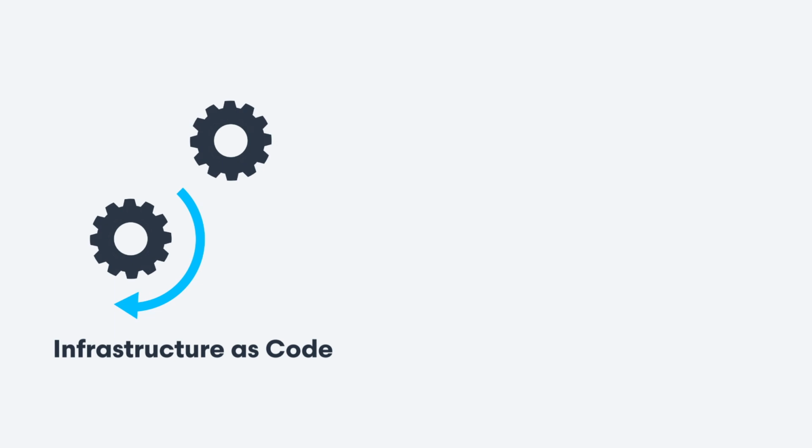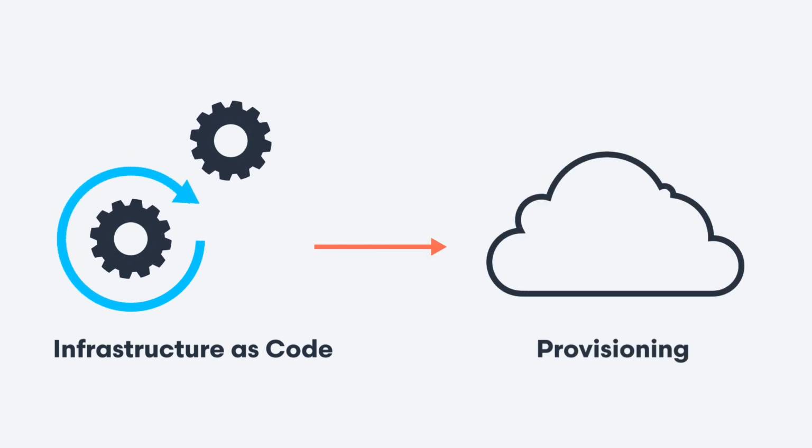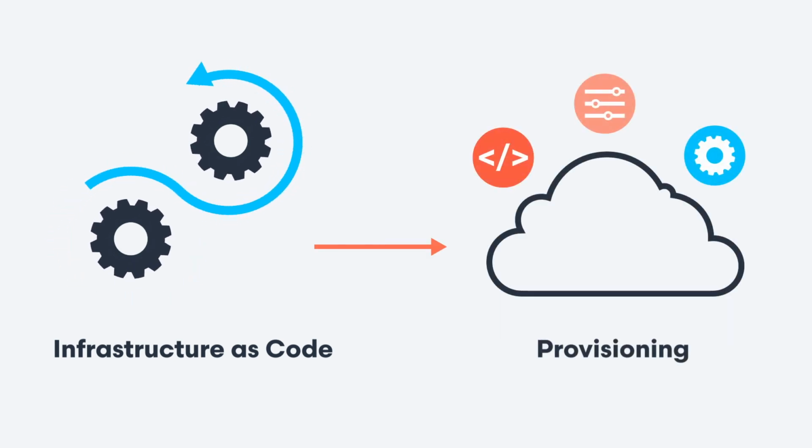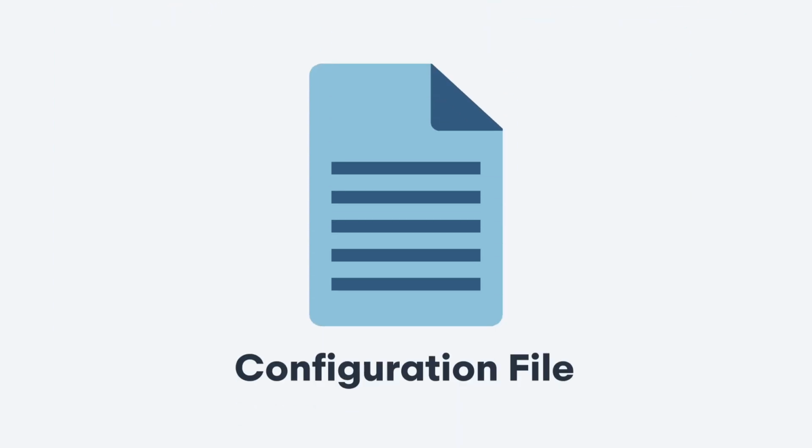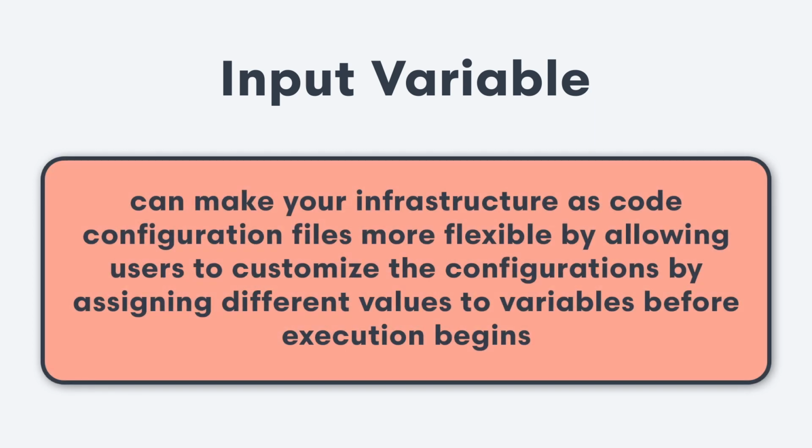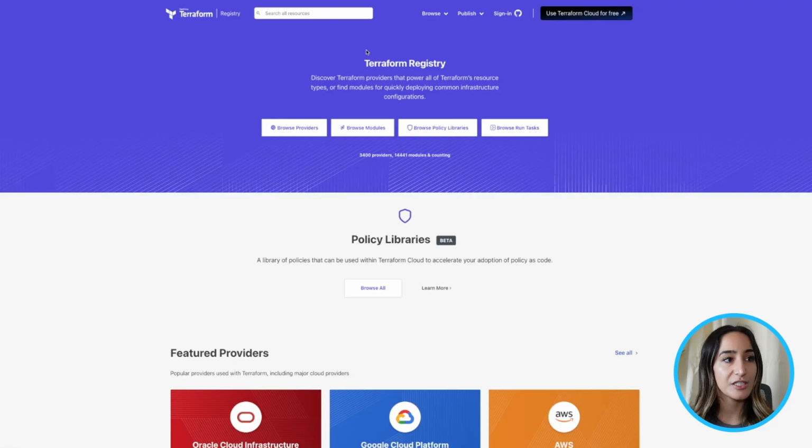Recall that when we build applications with infrastructure as code, instead of provisioning resources from your cloud provider's console, you provision them from a configuration file. Input variables can make your infrastructure as code configuration files more flexible by allowing users to customize the configurations. And you can customize your infrastructure by assigning different values to variables before execution begins, rather than editing configuration files manually. So the first thing that we're going to do is go to the Terraform registry.